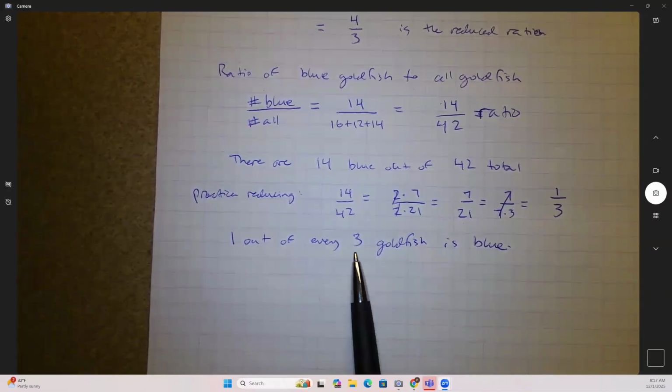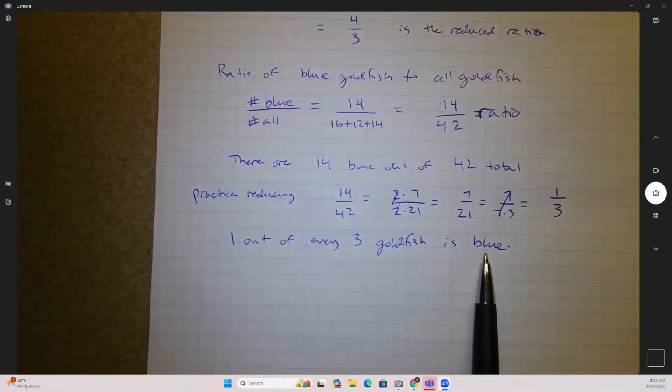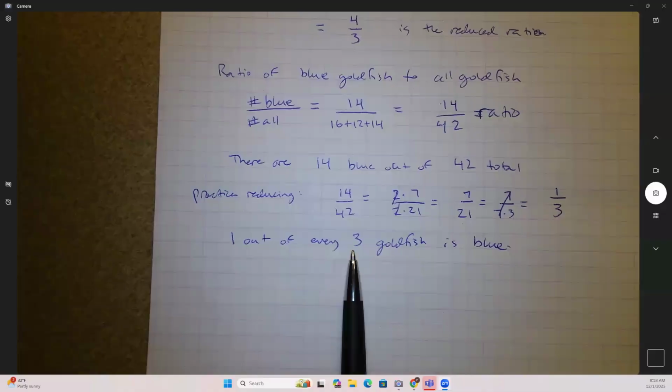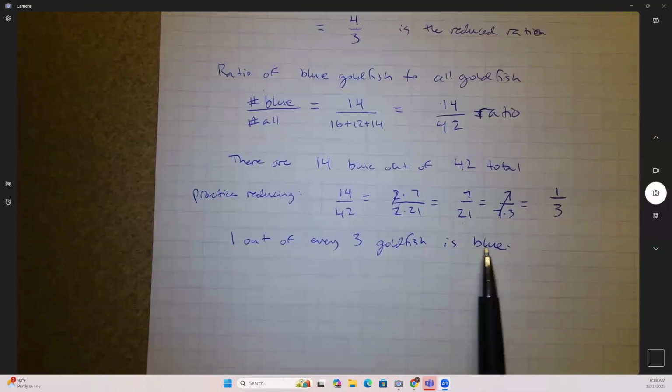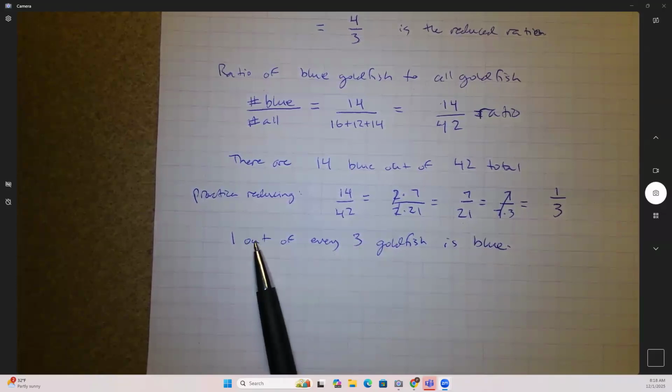So ratios often lose quantities. 1 out of every 3 goldfish is blue. Well, maybe that means I have 100 blue goldfish out of 300. Or maybe it means I have 2 blue goldfish out of 6 total. Right? It doesn't tell you how many goldfish I have. It doesn't even tell you how many blue goldfish I have. It only tells you the ratio. 1 out of every 3.